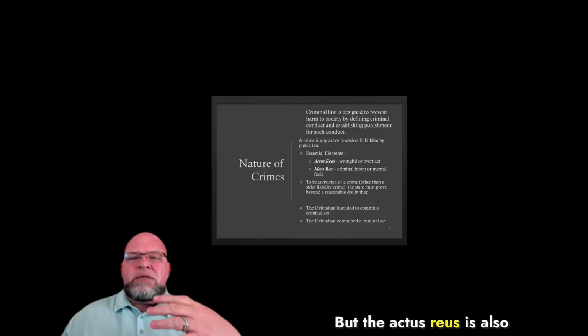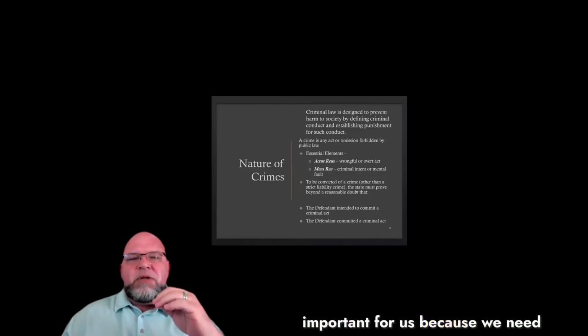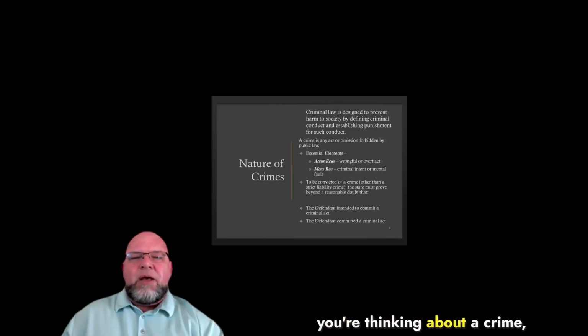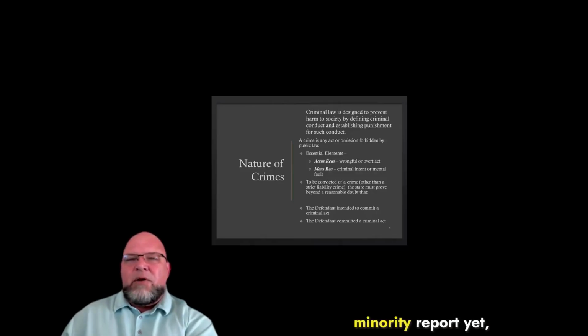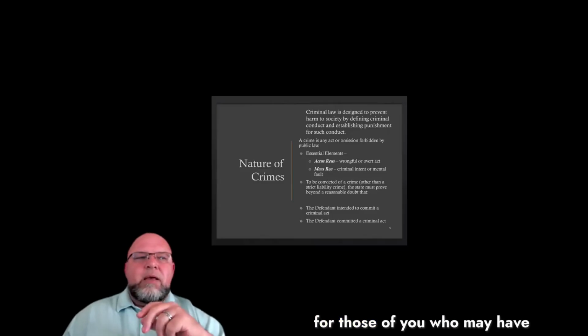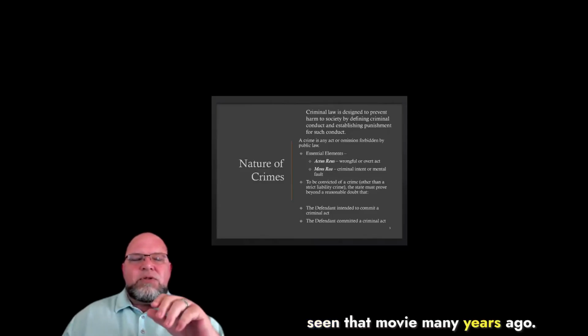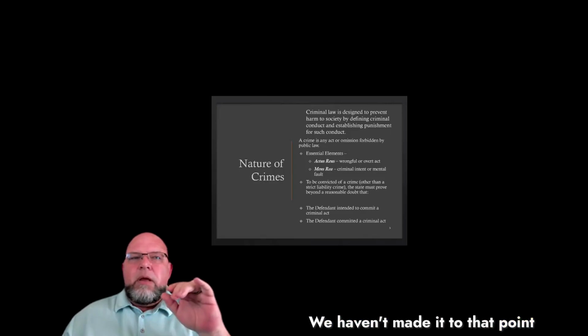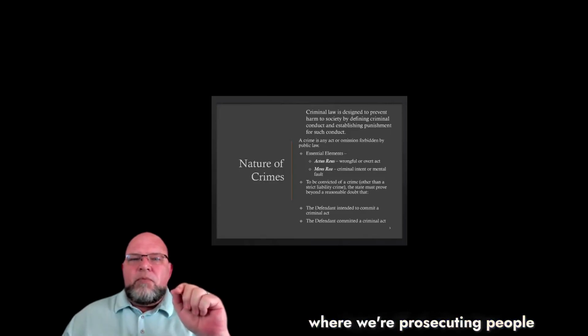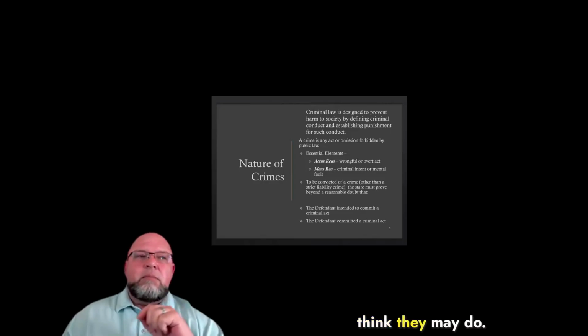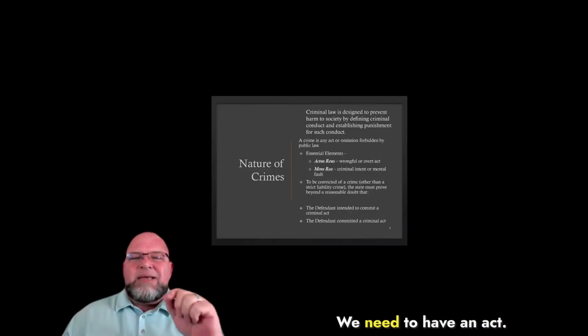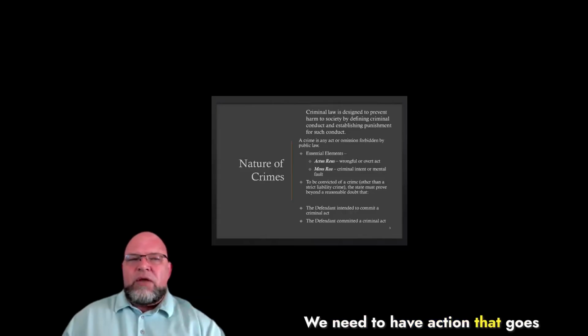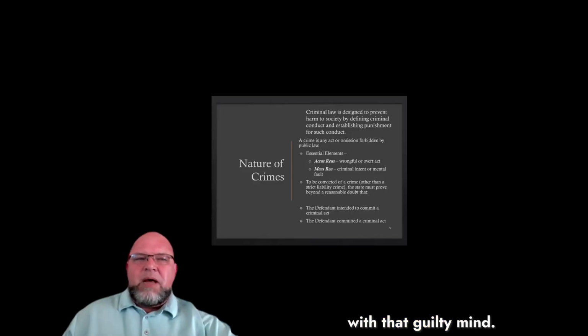But the actus reus is also important for us because we need to understand that just because you're thinking about a crime, we haven't made it to that Minority Report yet. For those of you who may have seen that movie many years ago, we haven't made it to that point where we're prosecuting people based off of what they think they may do. We need to have an act. We need to have action that goes with that guilty mind.